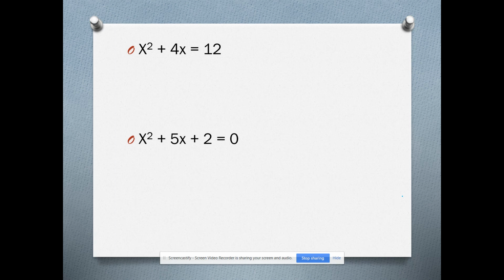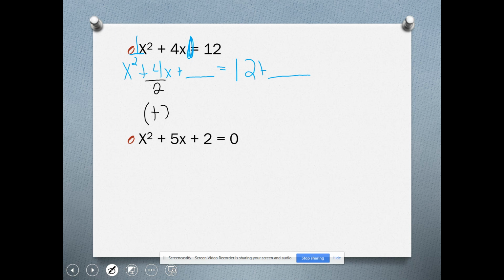Our next one, again checking that our a value is 1, which it is. Now in this one, we're already missing the c value here. It's already been moved for us. So we can start with our empty space, keep that 12 on the other side, and we have our empty space. Half of b is positive 2.